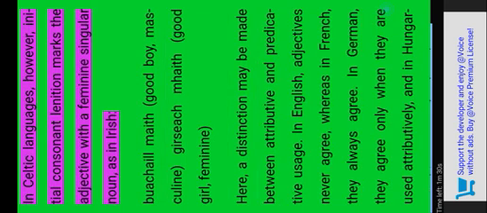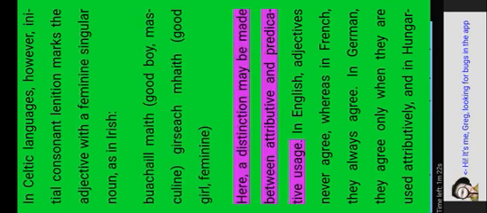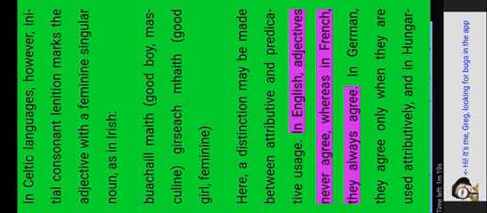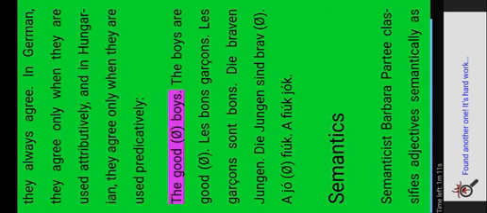In Celtic languages, however, initial consonant lenition marks the adjective with a feminine singular noun, as in Irish. Buachaill maith, good boy, masculine. Cailín mhaith, good girl, feminine. Here, a distinction may be made between attributive and predicative usage. In English, adjectives never agree, whereas in French, they always agree. In German, they agree only when they are used attributively, and in Hungarian, they agree only when they are used predicatively. The good boys. The boys are good.